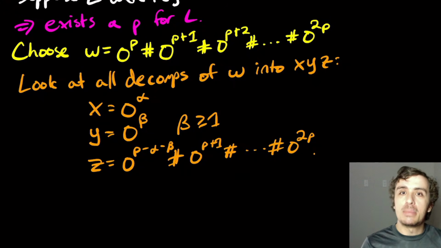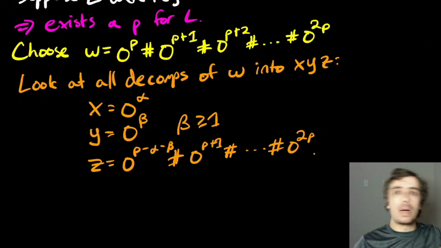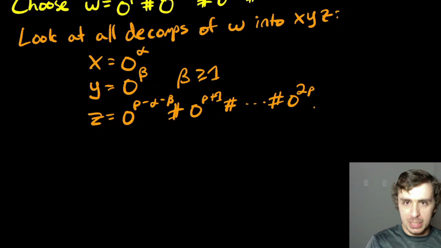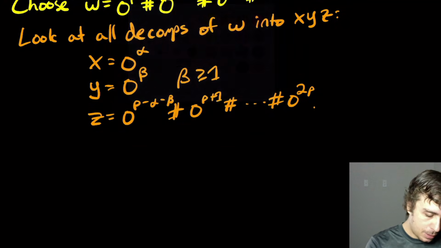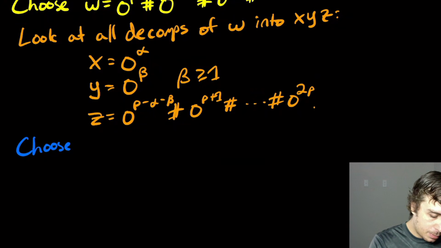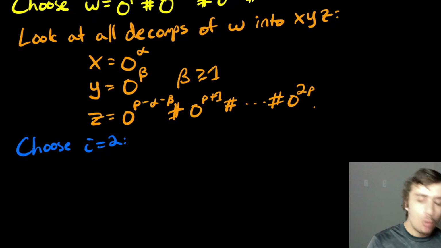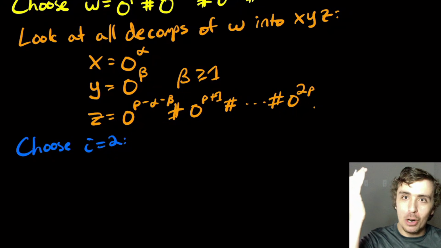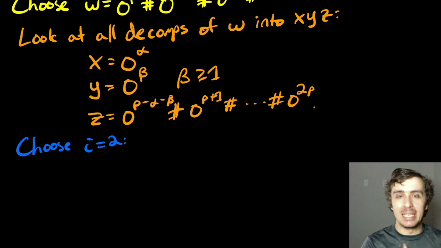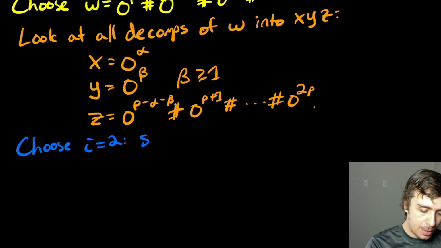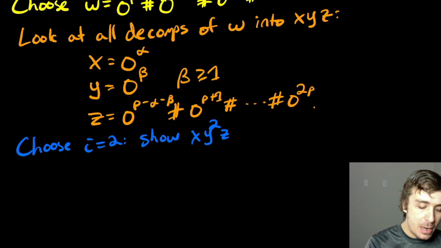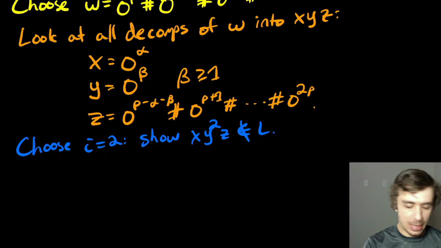You could have done something similar if you wanted to pump down or pump up twice. There are many other things you could have done here. This is just the simplest example I can think of. So we need to choose i equal to 2, because that's what we wanted to do in the first place. And we want to show that this thing is not in the language. So we want to show that X, Y squared, Z is not in the language.